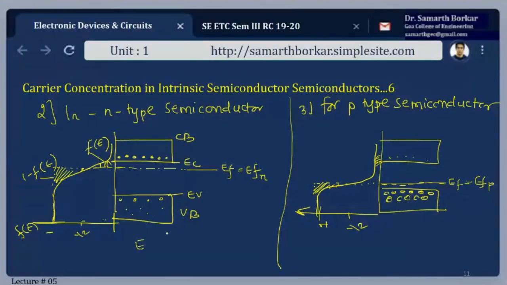Now, what is more important here? This EC. See, what was our objective is to find the carrier. We are still midway of this derivation. I'm going very slow so that you understand this notation, because this notation is the backbone of this subject. We're going to use it again and again. So this EC minus EF will give the number of electrons per centimeter cube.